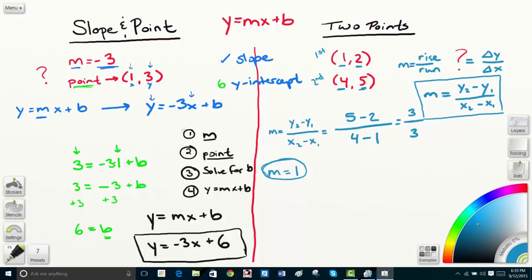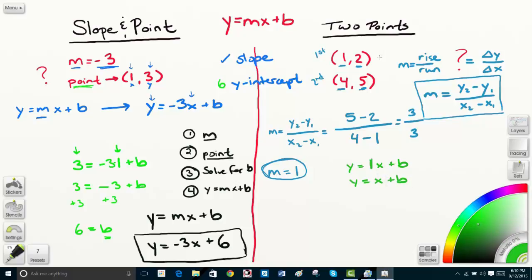Following our 1, 2, 3, 4 bullet points, we have an m. We have 2 points, so we can choose either one. I always recommend choosing the one with the smaller numbers because why not? That just makes our life a little easier. And then we can solve for b. So here's how we're going to do that. We have the equation y equals now 1x plus b, right? Because we substituted 1 for m. By the way, if you have 1x, you could just write that as y equals x plus b. It doesn't matter. You could write it as y equals 1x, or you could just write it as x because it's the same thing.